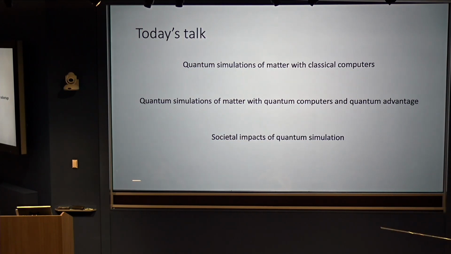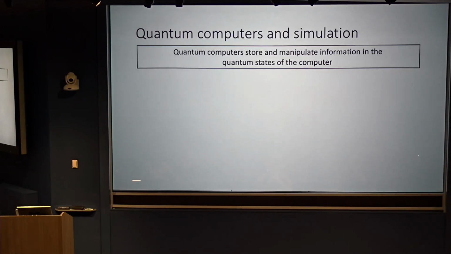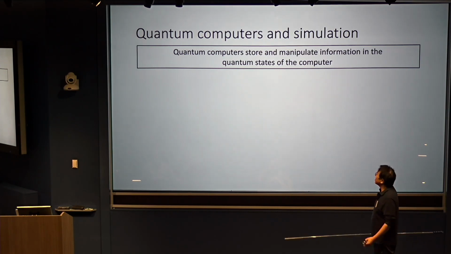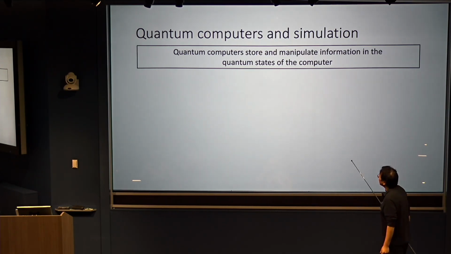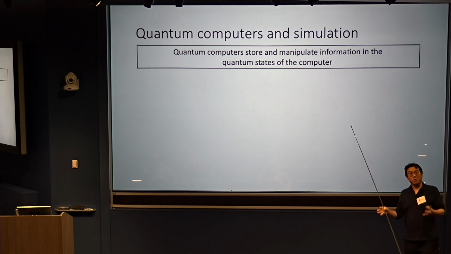Okay, so that brings me now to the second part of the talk, which is to talk about what happens when we have quantum computers. Again, I can't really talk exactly about how quantum computers work and how quantum algorithms work, but the only essential point you have to recognize is that quantum computers are devices that both store the information and manipulate the information essentially inside the wave function of the computer itself.